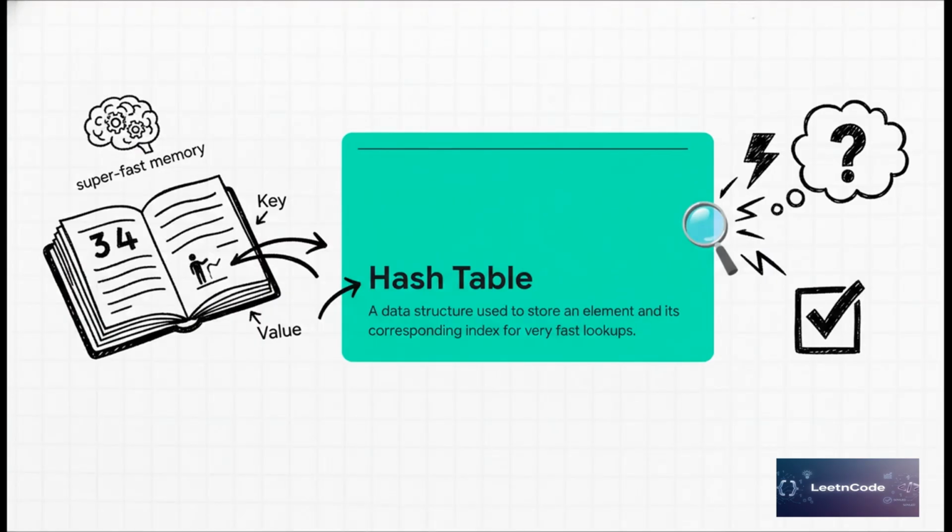The perfect tool for this job is something called a hash map. You might also hear it called a dictionary in some languages. The easiest way to think of it is like a super fast digital address book.